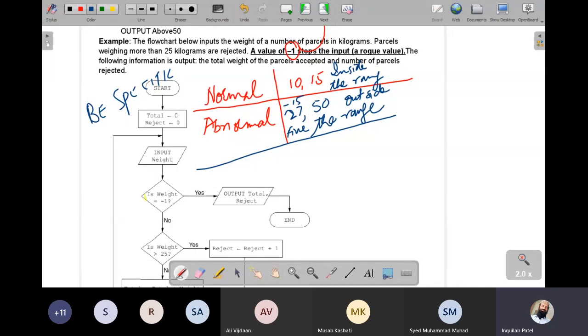Okay, now Ali Wajdan, should we use extreme data or should we use boundary data in this situation?